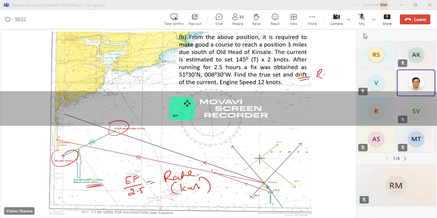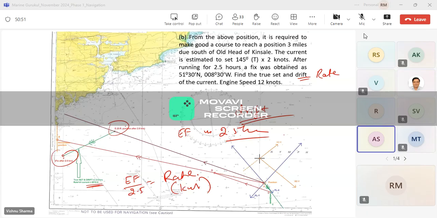I would prefer to call it rate, because when you say drift, you should always say drift in how much duration, because drift by itself is meaningless. If I say you have covered a distance of 20 miles, but I don't say whether you covered it in 1 hour, half an hour, or 2 hours, then that distance does not convey much. So if you say drift, you should say drift is EF in 2.5 hours. Is that clear? Yes, sir.